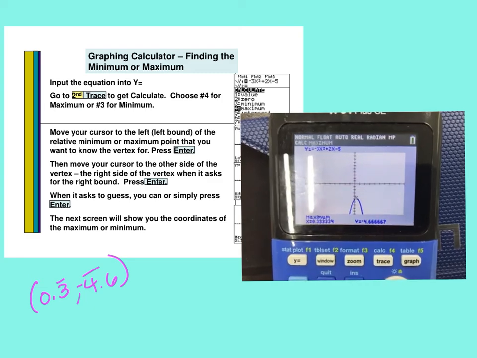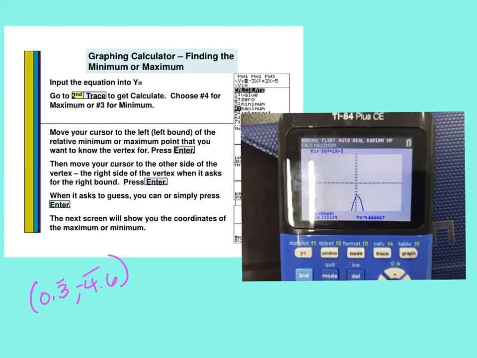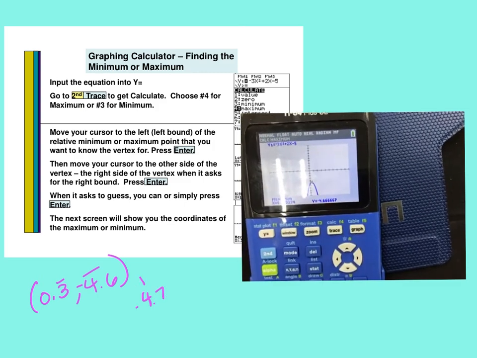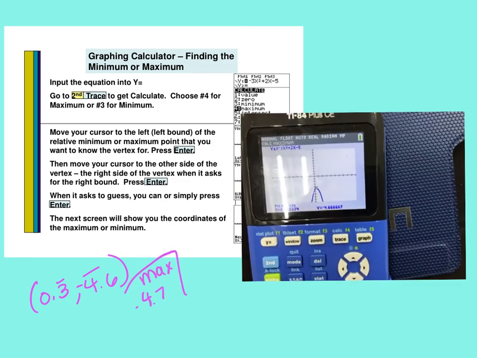So if this was the case where it said to use your graphing utility to find it, of course we would round that. That would be negative 4.7, and it would be a max value.